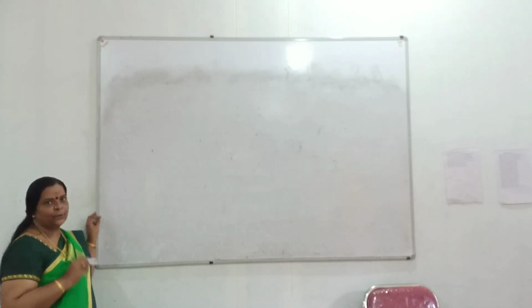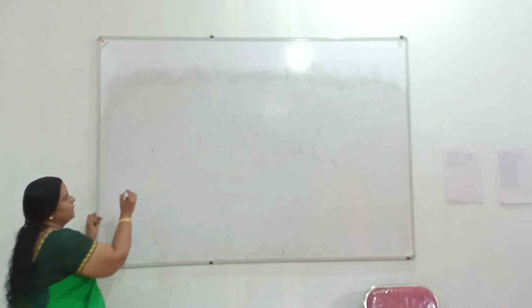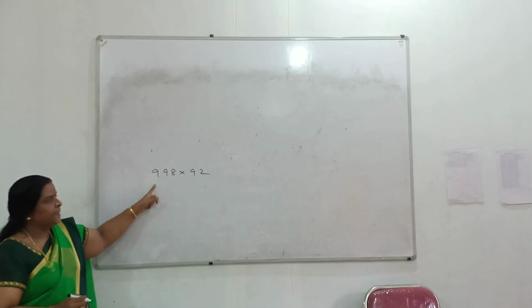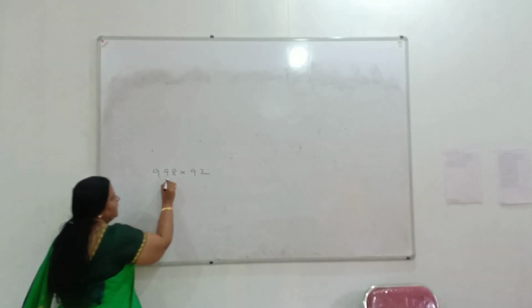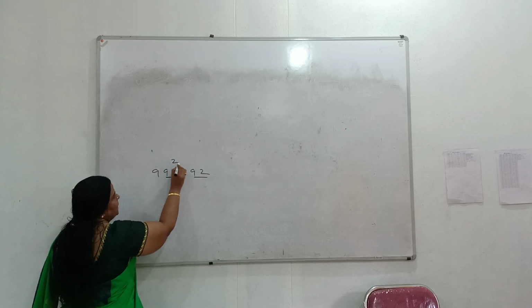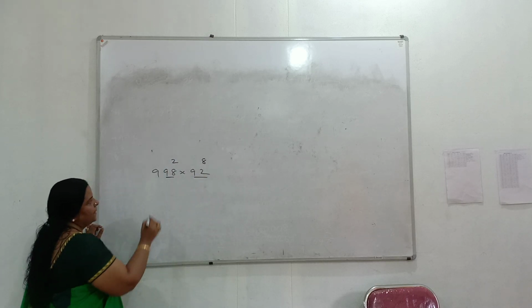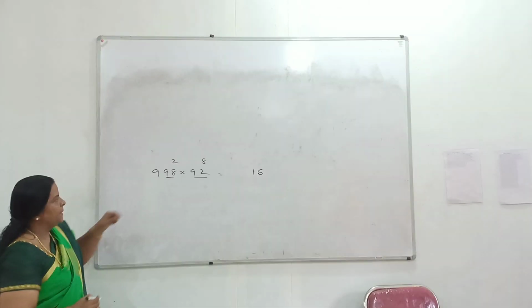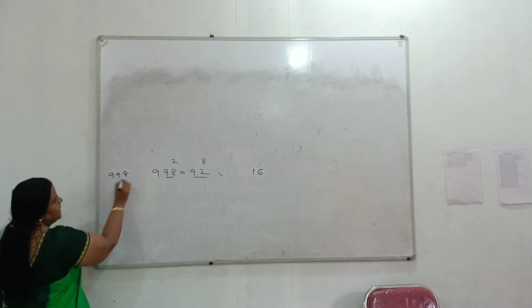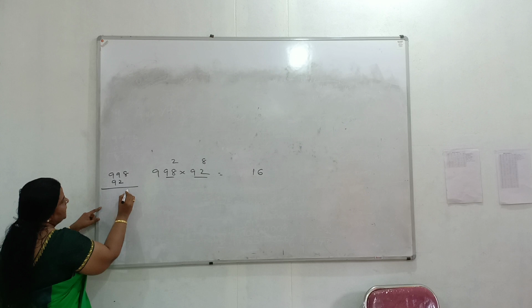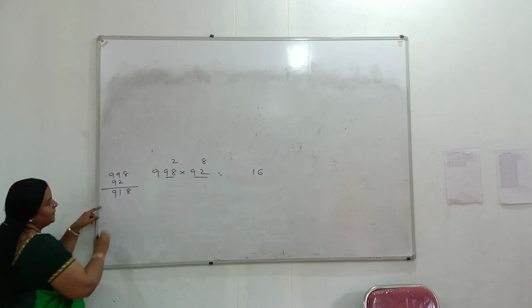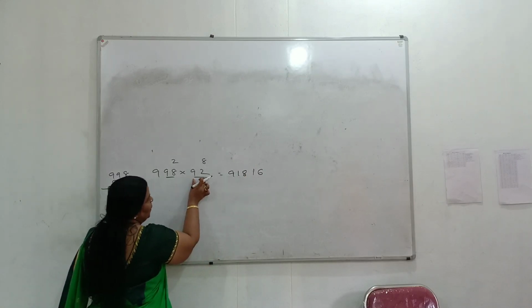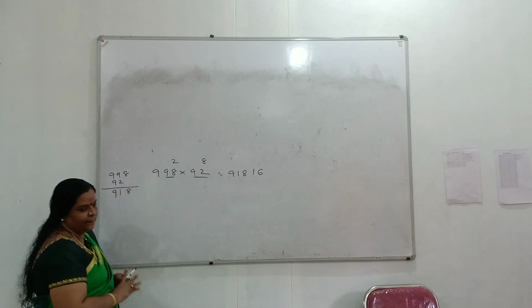Let us see the product of numbers starting by 9 but different digits. For example, 998 into 92. Here we have 3 digits, here we have 2 digits. So mark a line here, here also. Put 2 here to reach 100, put 8 here to reach 100. Take the product of 8 and 2, 16. And take the sum of these two numbers, 998 and 92, 918. 16 total, 3 digits plus 2 digits, 5 digits must be compulsory in the answer.